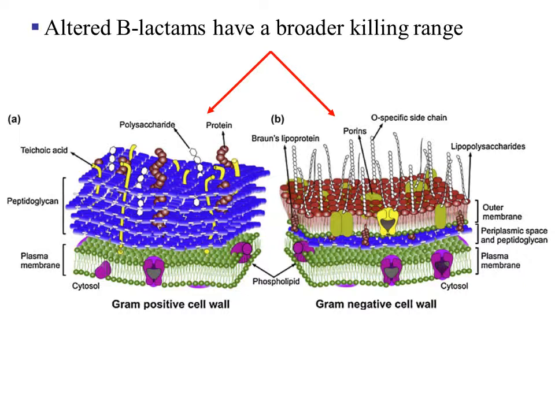Since that is rare to happen, we have chemically altered these beta-lactams. By chemically altering the beta-lactam, we've made it have a broader killing range. So now it can kill gram-positive and gram-negative. But natural beta-lactams have a much narrower range of killing. It might only kill gram-positive.